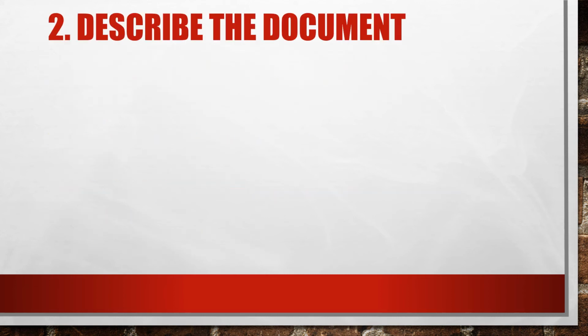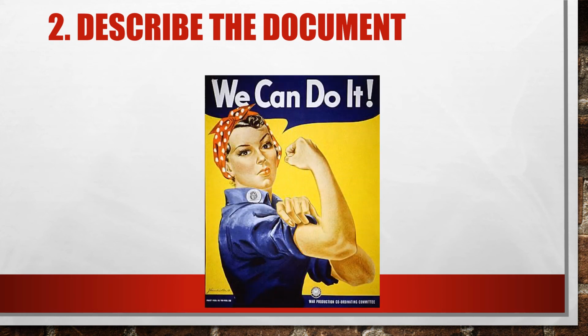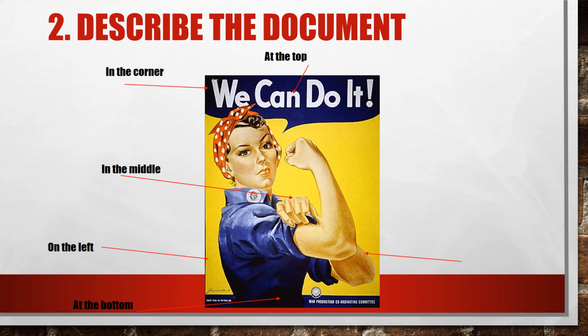So now how to describe the document. We've already studied in class how we can describe an iconographic document. Do you remember? Here, in the corner, at the top, at the bottom, in the middle, on the left, on the right, in the background, and lastly, in the foreground. I hope you remembered.